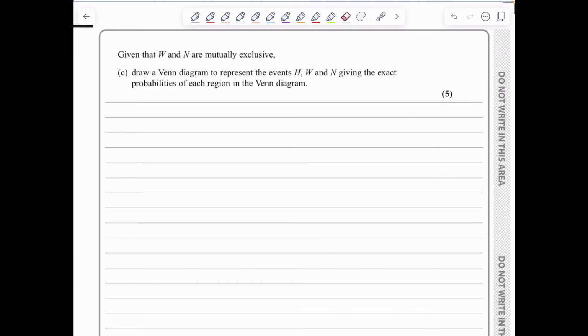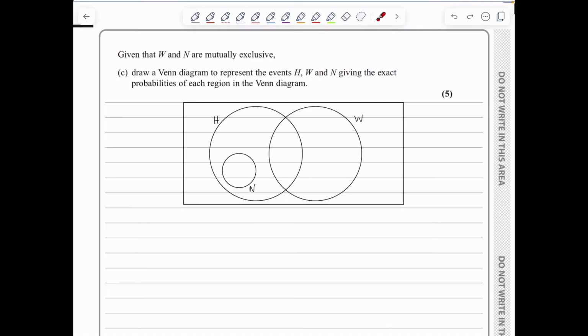In part C, we are additionally told that W and N are mutually exclusive. So this means they will appear as disjoint circles on my Venn diagram. They have nothing in common. And I need to draw a Venn diagram to represent the three events and all the associated probabilities. So my Venn diagram should look something like this. We can see that N is a subset of H, and W and N have nothing in common, so they appear as disjoint circles. Their intersection is empty.